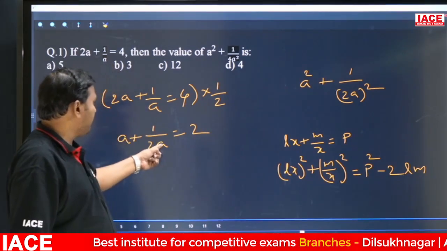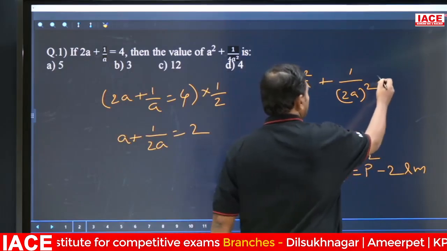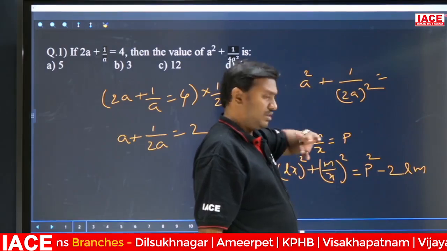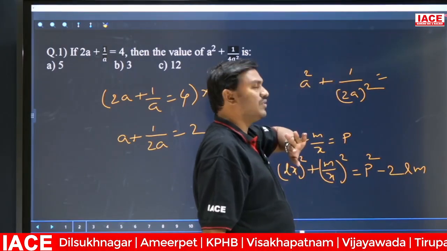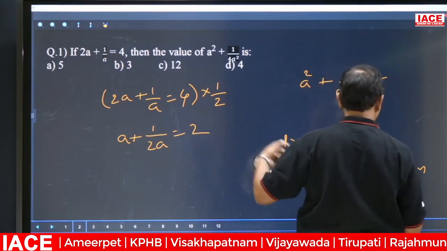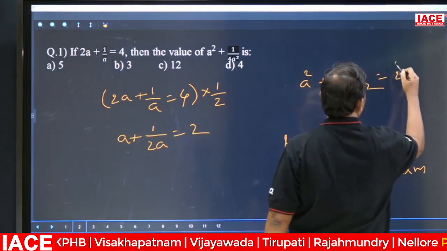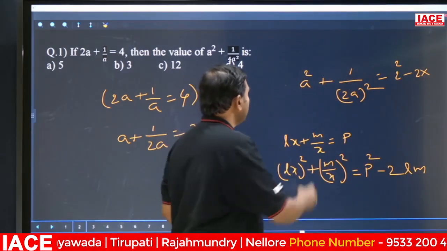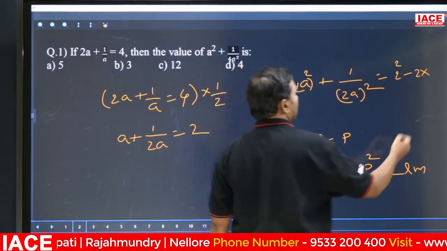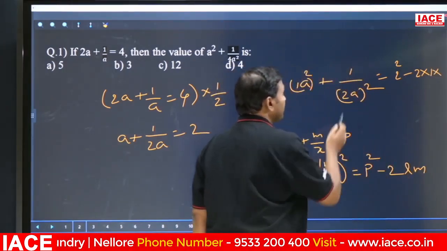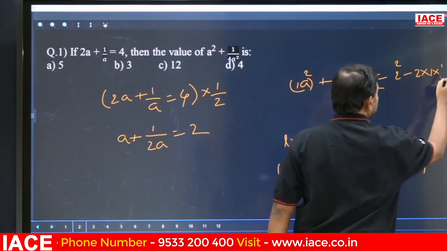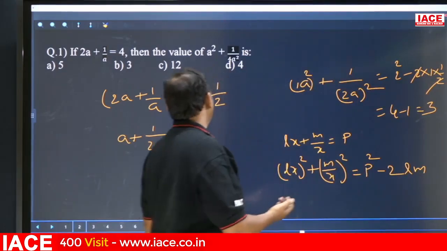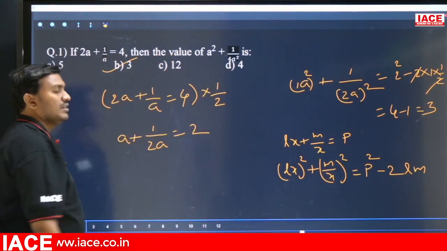So Lx plus m by x equal to 2, then Lx whole square plus m by x whole square is how much? The formula is p square, that means 2 square minus 2 into lm. What is L? Nothing is written, that means 1a, so L is 1. And M is 1 by 2. 2 cancels, so 4 minus 1, the answer is how much? 3. So option B is the right answer.